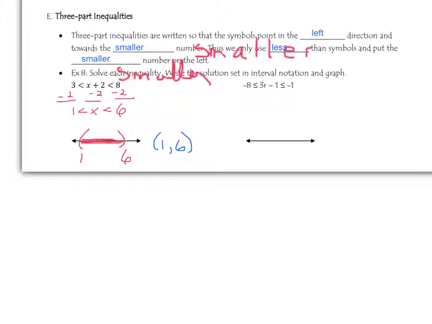So go ahead and do the second one. You'll have to do it in 2 steps. You'll have to add something to all three parts, and then you'll have to divide all three parts by something.